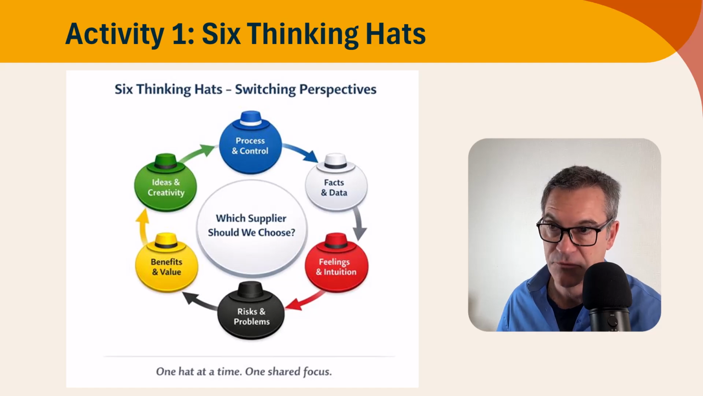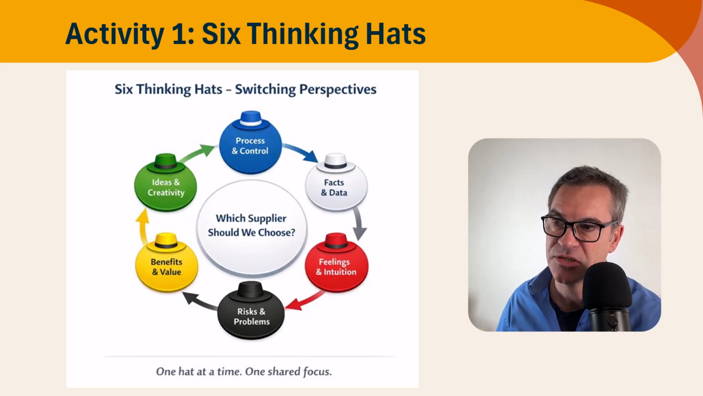So you could ask, for example, what's working well here? The green hat is for ideas. So for this, you can ask things such as, how can we improve this? What alternatives haven't we considered? Finally, we've got the blue hat, and this is to summarize and decide on the next steps.